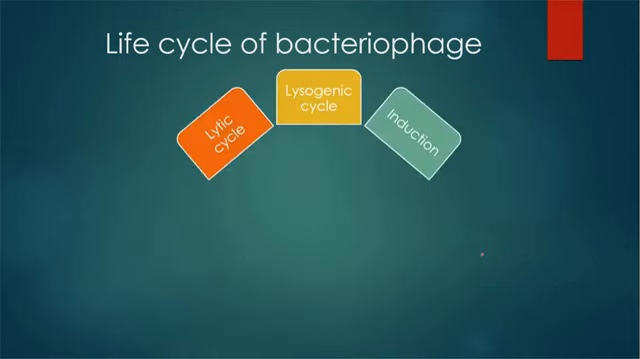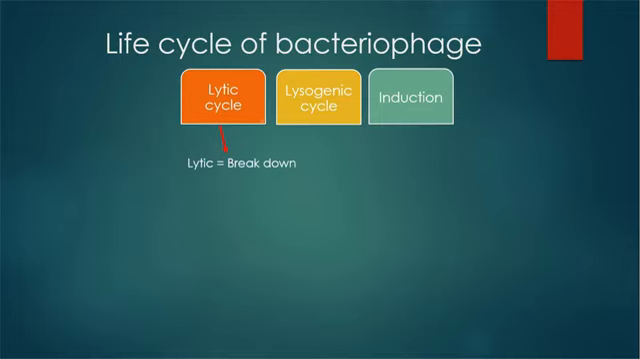After the entry of genetic material into the bacterial cell, there are three phases. One is the lytic cycle, the second is the lysogenic cycle, and the third is induction. Let's study one by one. The lytic cycle. Here the word lytic means breakdown. It means in the lytic cycle, the breakdown of bacterial cells takes place.